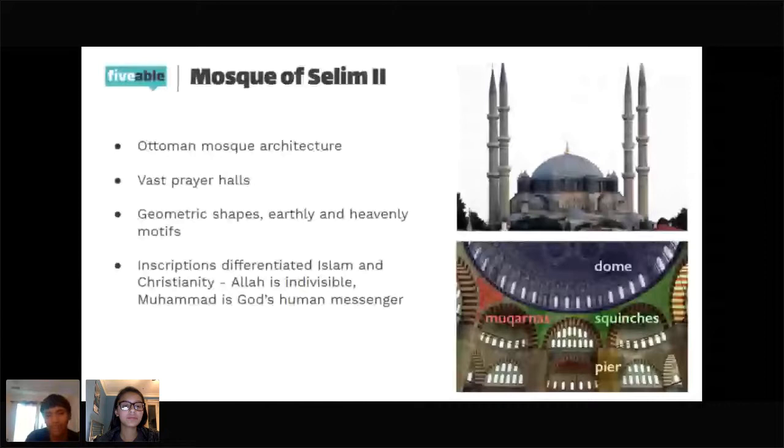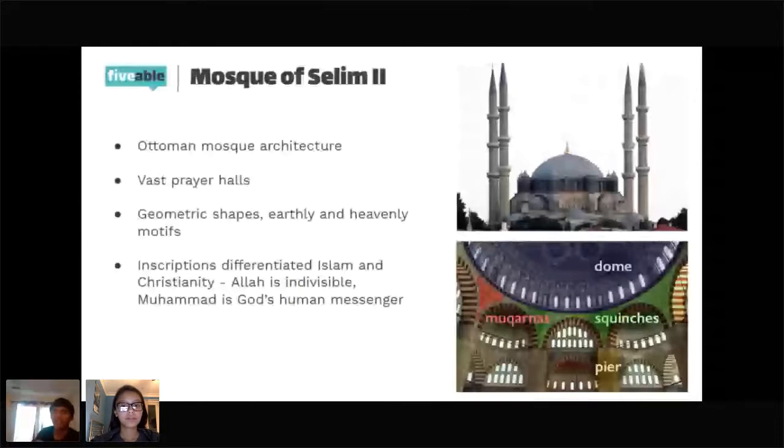If you look at the second picture, once again they label the parts. There's a pier, squinches, muqarnas, and the dome. And if you look up the designs of the actual dome, Charlie pointed out calligraphy, and there are images of the sky, with colors like blue, dark gray, and cloudy white, and then earthly colors like green, yellow, or brown. So it's telling you a story.